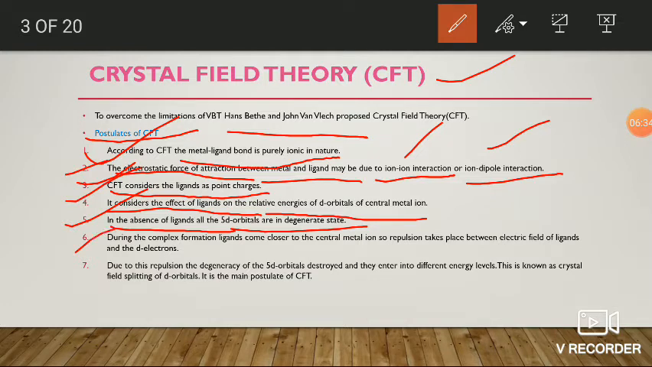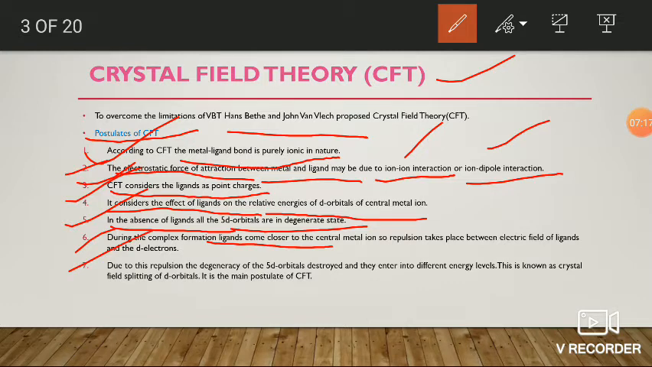Okay, but during the formation of a complex, the ligands approach the central metal ion and come closer to it. So there is repulsion between the electric field produced by the ligands and the electrons of the d orbitals of the central metal ion. That is, during the formation of the complex, there is repulsion between the electric field produced by the ligands and the electrons in the central metal ion's d orbitals.